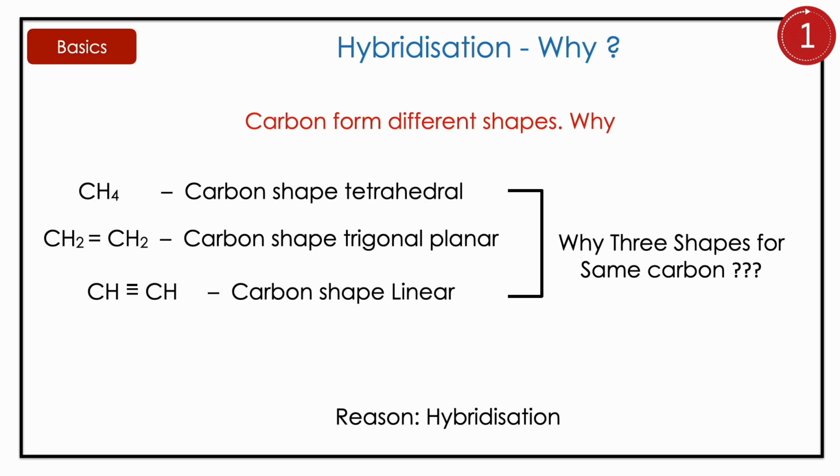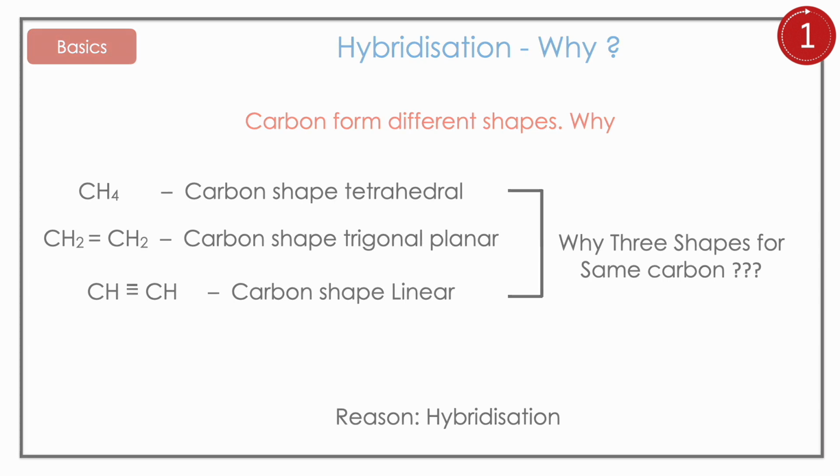First, hybridization. Why is it required? Because carbon can form different shapes. In methane, it forms tetrahedral. In ethene, it forms trigonal planar. In acetylene, it forms linear. Why three shapes for the same carbon? The reason is hybridization.